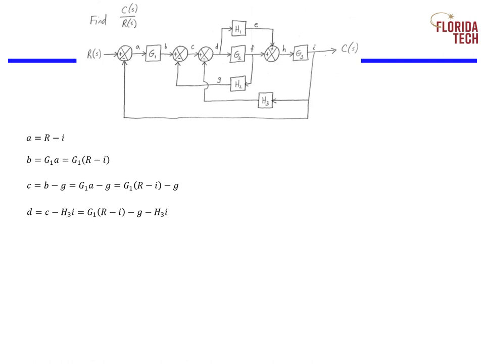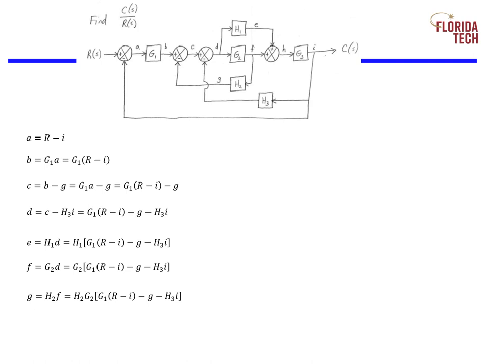Little d equals little c minus h3 times I. Little e equals H1 times D, and I can substitute for D above. Little f equals G2 times D, again I can substitute for D. Little g equals H2 times f, and when I substitute for f, I realize that there's a little g now on both sides of the equation. So I need to solve for little g. After some algebra and simplification, there's the expression for little g.